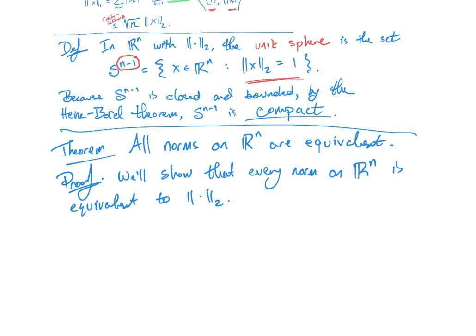Okay. If you believe that this notion of equivalence is really an equivalence relation, then this is all you need to do. And the fact that equivalence is an equivalence relation is not hard to prove at all. You just take your constants, write them down, multiply them, and you're fine. Okay?